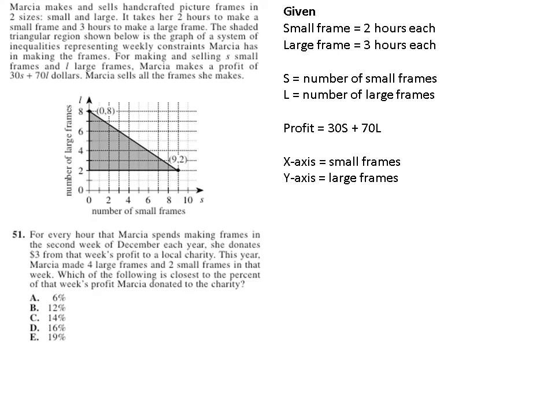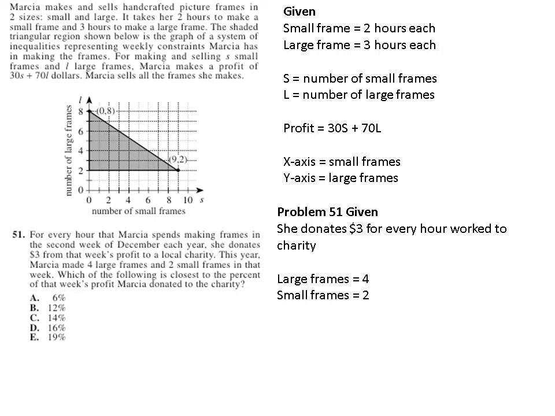So we're given that each small frame takes 2 hours to make, and each large frame takes 3 hours to make. We're also told that S equals the number of small frames, L equals the number of large frames, and the equation for profit is 30S plus 70L. We're also told that the x-axis in the figure represents small frames and the y-axis represents large frames.